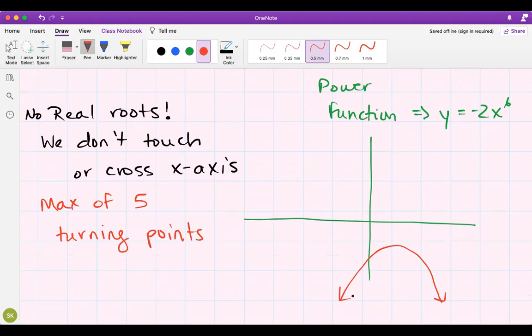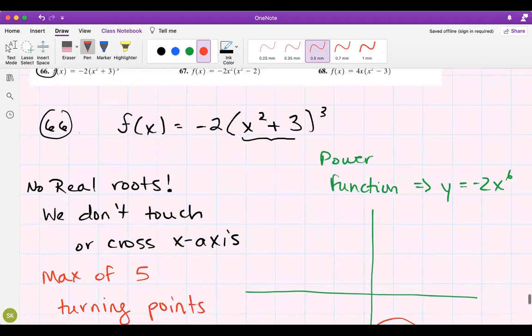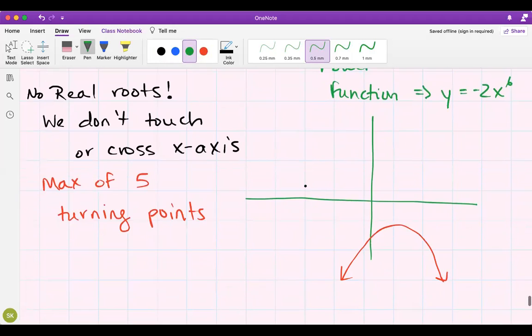Now, to get an idea of where this thing is, one thing I can do is plot points, and the easiest point to find is the y-intercept. So if we plug in 0, let's see what we get. f of 0 is -2 times 3 cubed. That's 27 times -2, which I think is -54. So that's way down here. So we're going to be going through a point way down here.